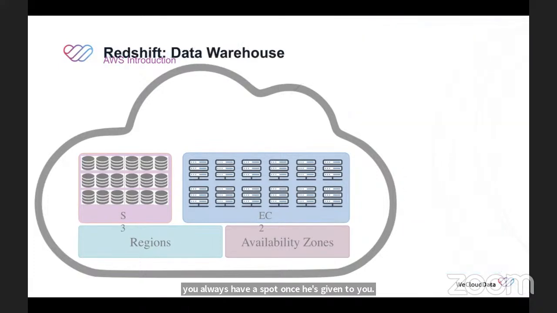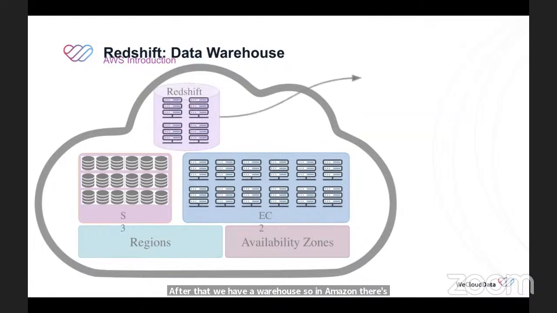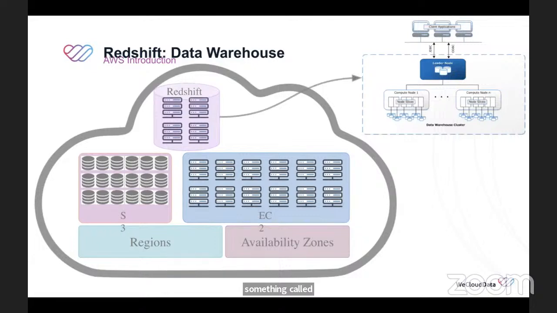After that, we have our warehouse. So in Amazon, there's something called Redshift. Okay, Redshift uses a SQL language and it uses distributed computing. So for those who are not familiar with distributed computing, it's just a cluster or a group of instances that are working together. Okay?